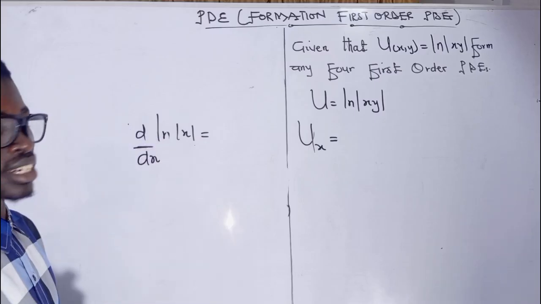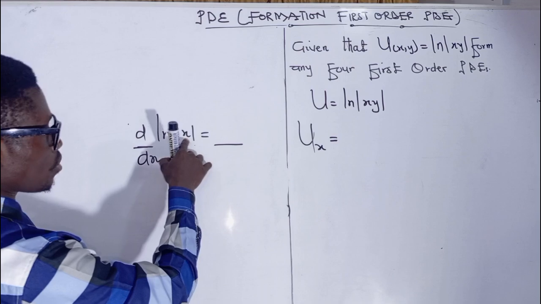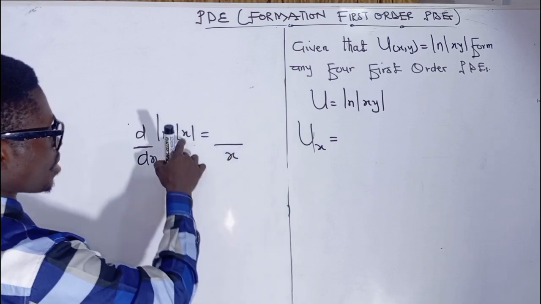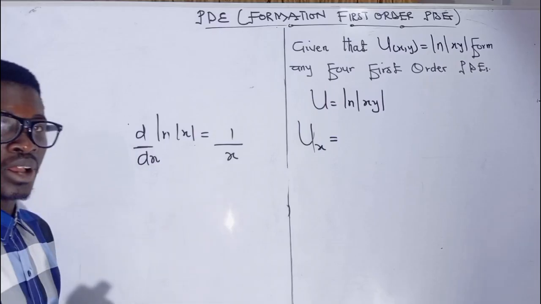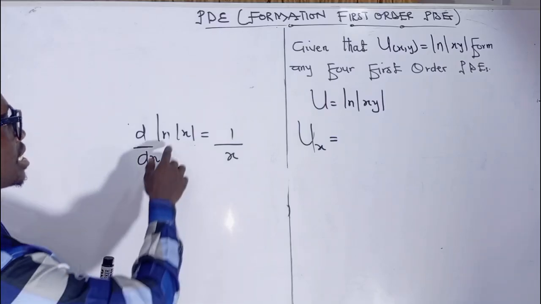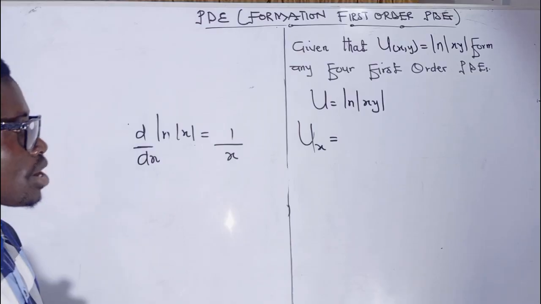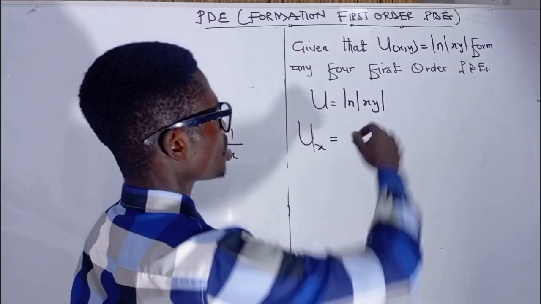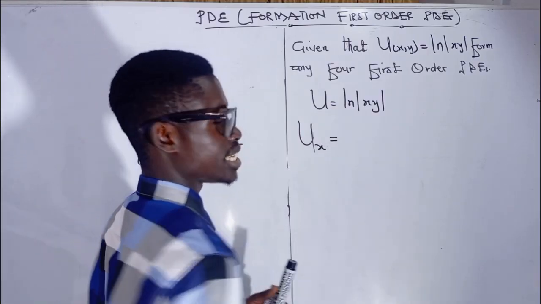To differentiate a ln function, we differentiate the inside all over the inside. What is inside? We have x. Then we differentiate the inside with respect to x. That's going to give us what we want. So that is why when we differentiate ln x, we are getting 1 over x. So what we are going to do here is differentiate the inside with respect to x all over the inside.